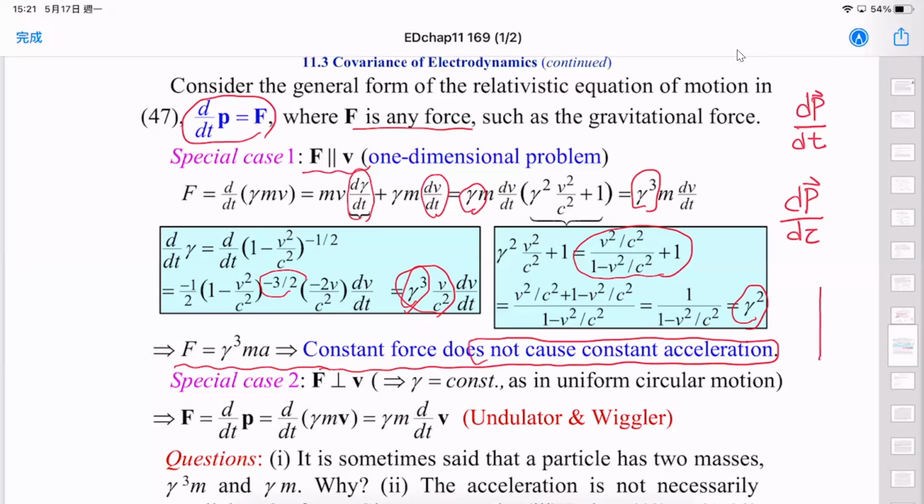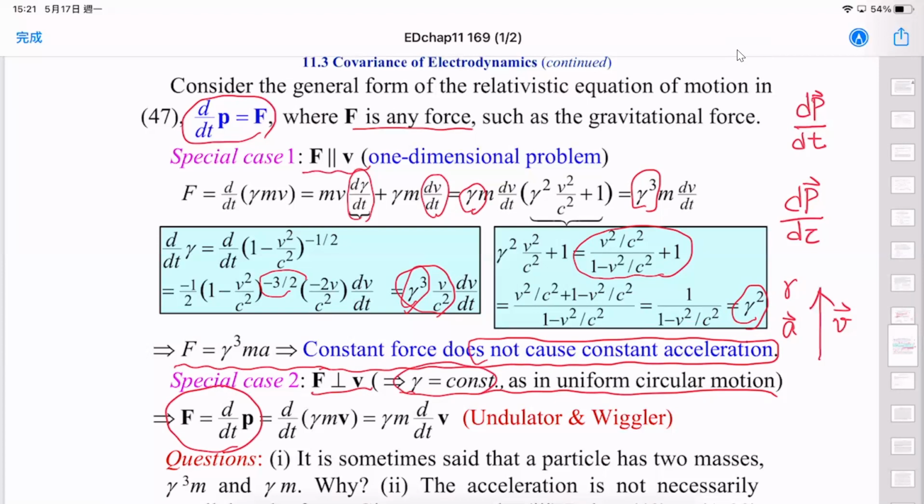If the particle moves in this direction, and you want to accelerate in this direction, you need a lot of force. Not that easy. Okay. However, for the perpendicular force, it's relatively easy. It's constant as in uniform circular motion, F here. In this case, gamma can be considered as a constant, just like synchrotron radiation.